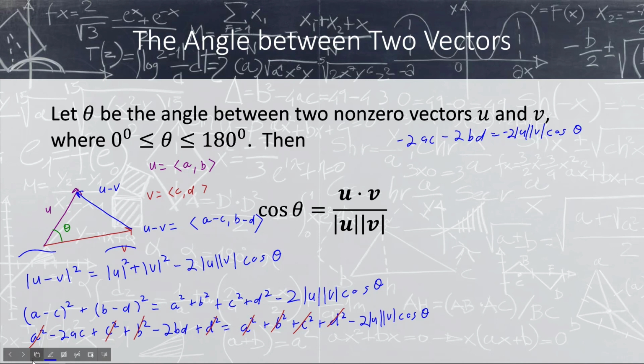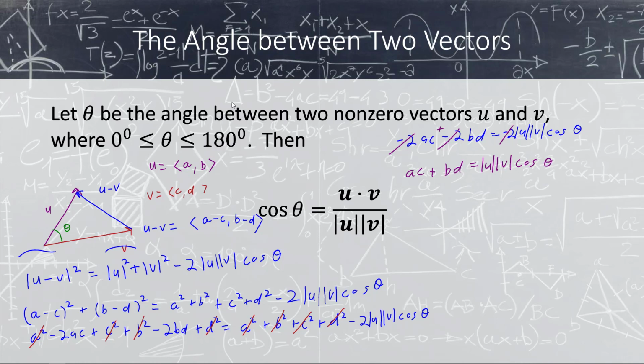And notice that we have a common factor of negative 2 that we can get rid of. So we can cancel that out here, and there's an implied plus sign there, and cancel that out there. And then we're going to have ac plus bd is equal to the magnitude of u times the magnitude of v times cosine theta.